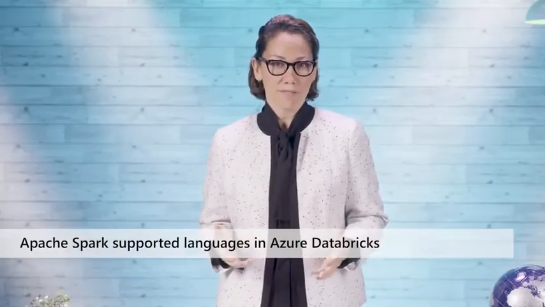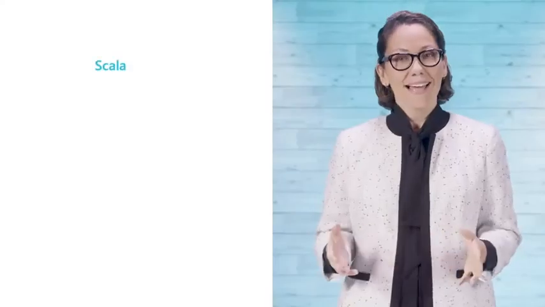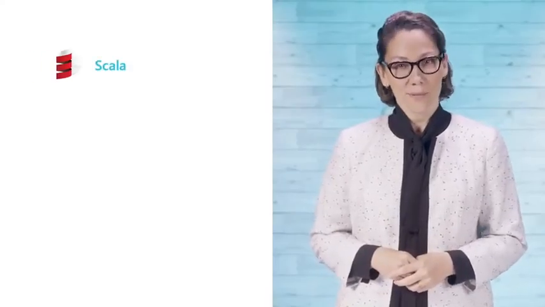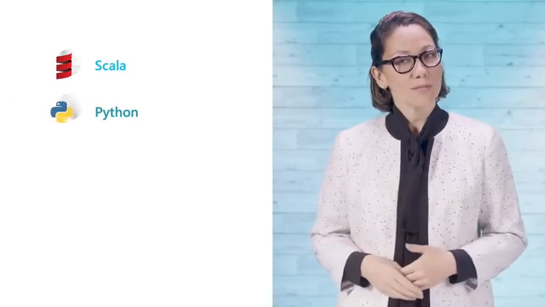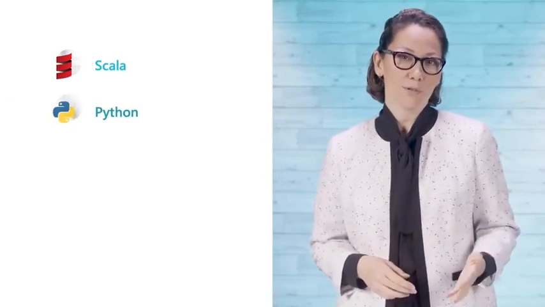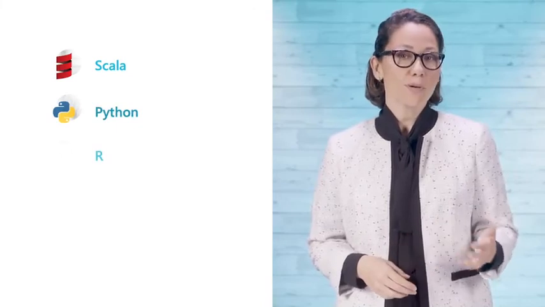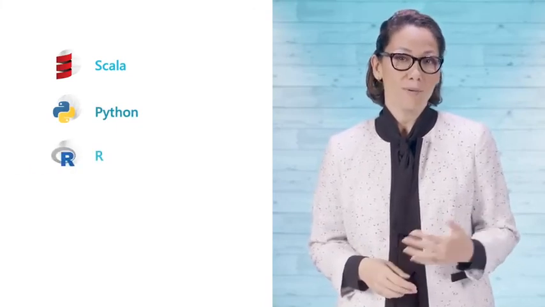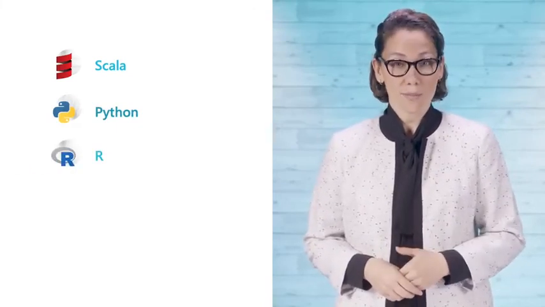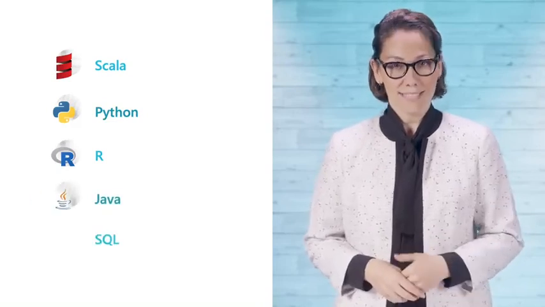Besides running in many environments, Apache Spark also supports multiple languages. Scala is Apache Spark's primary language. The platform also runs Python, which is more commonly referred to as PySpark. Support also exists for R, known as Spark R or R on Spark, Java, and SQL.